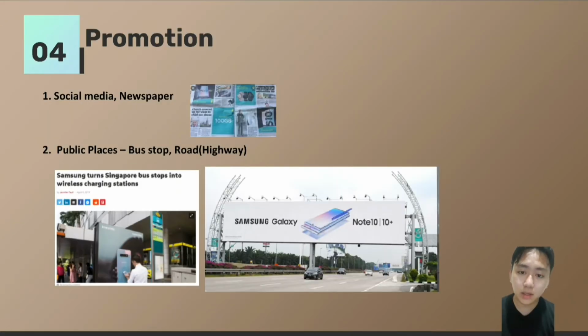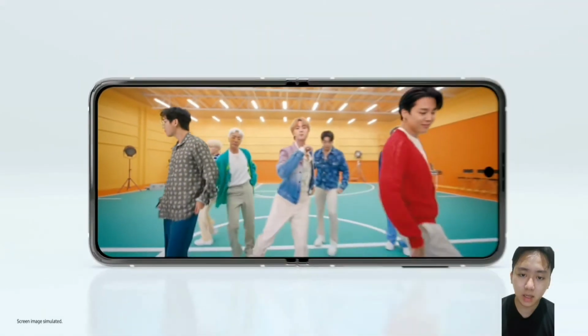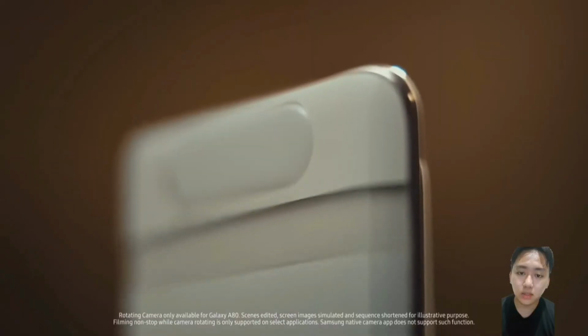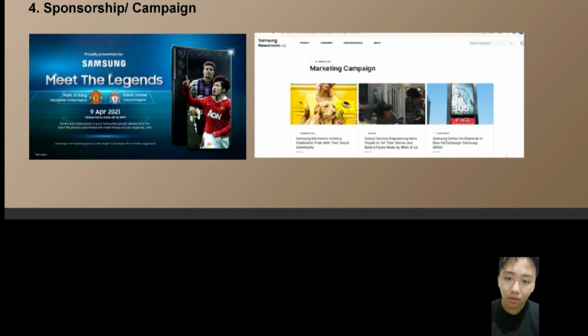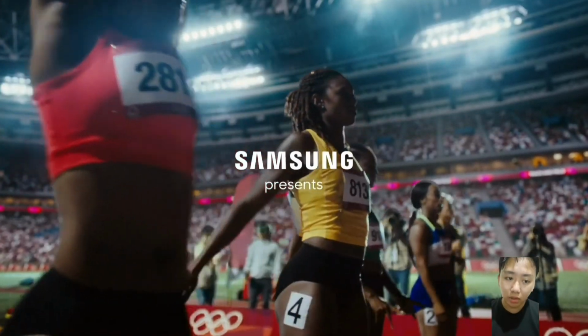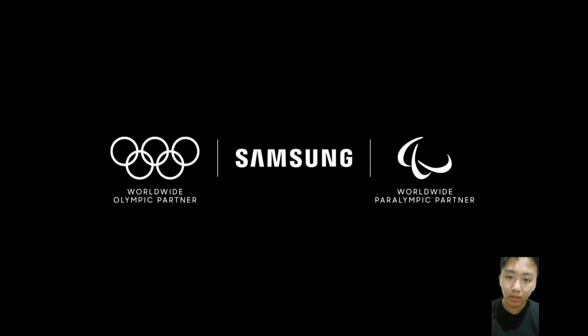For the last part, promotion. Samsung invests some of their money in advertisement on social media platforms, in local newspapers, and in public places such as bus stops and highways. They also made collaborations with celebrities such as BTS and Blackpink to serve as their product ambassadors. And lastly, Samsung used campaigns and sponsorships to improve their business credibility, public image, and build prestige.